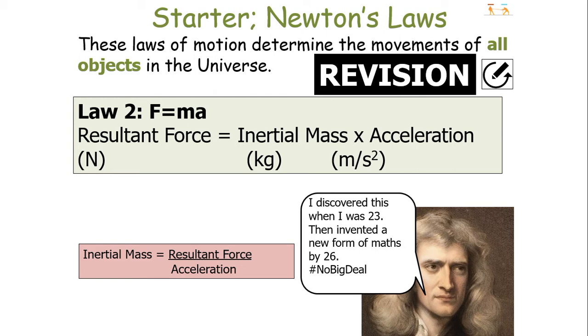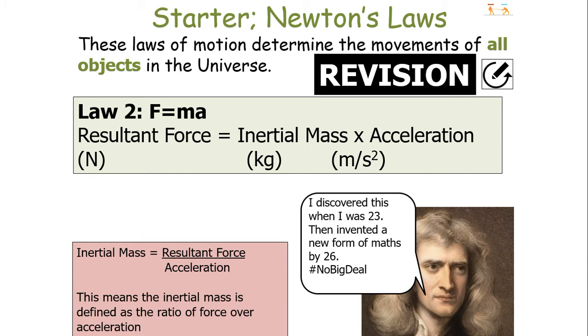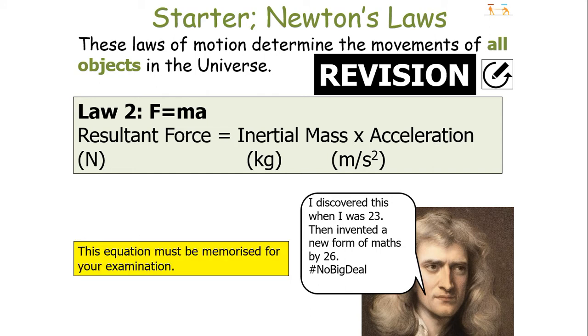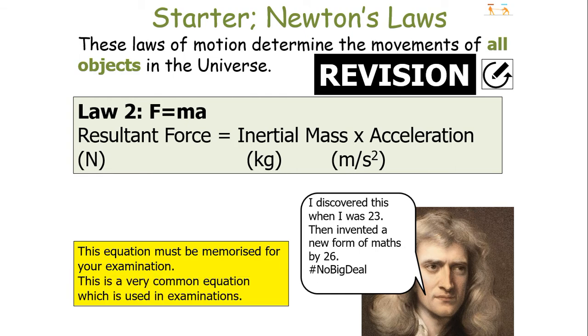Inertial mass is equal to resultant force over acceleration. We've rearranged the equation above to make inertial mass the subject, the term by itself. So we can define inertial mass as the ratio of resultant force over the acceleration experienced by the object. The larger the inertial mass, the greater the resultant force needed for the same acceleration. But the smaller the inertial mass, the lower the resultant force needed for the same acceleration. So the larger the inertial mass, the greater the inertia of the object. This equation is something you've got to memorize for your examination, because it's a very common equation used in examinations.